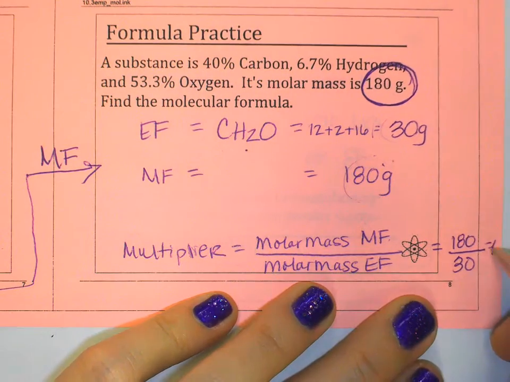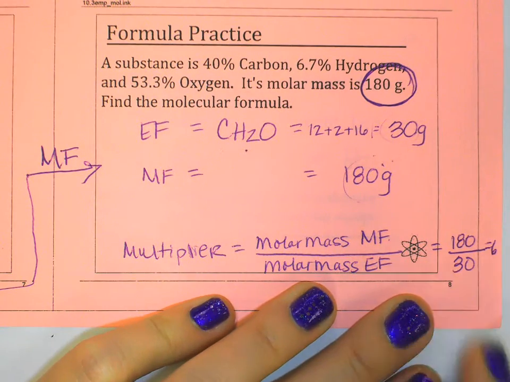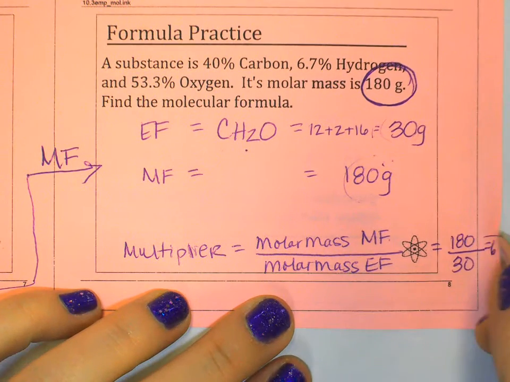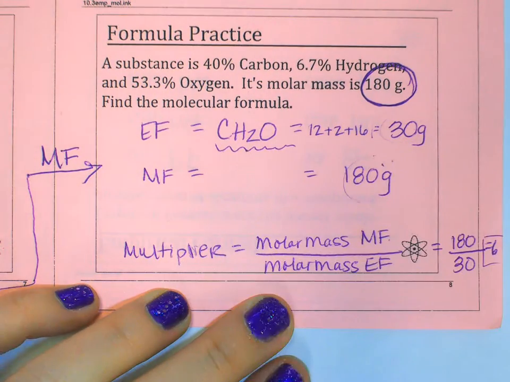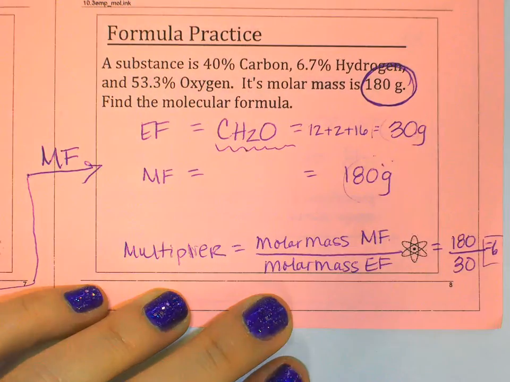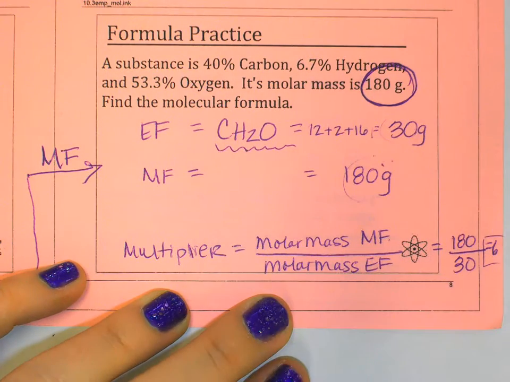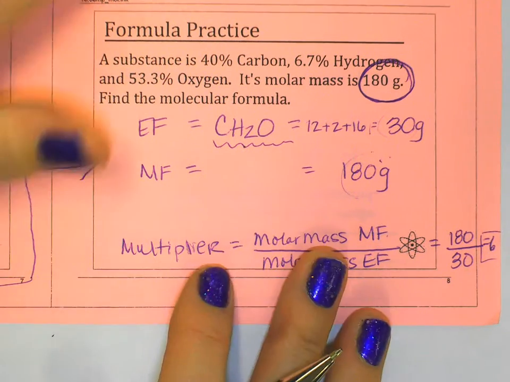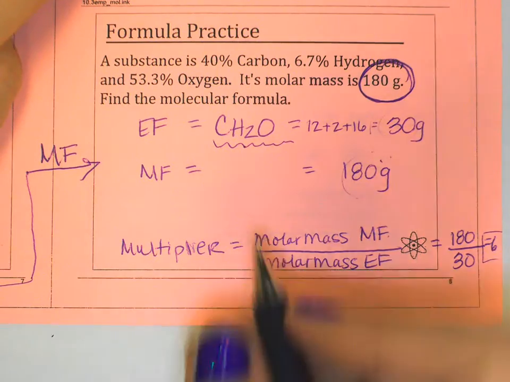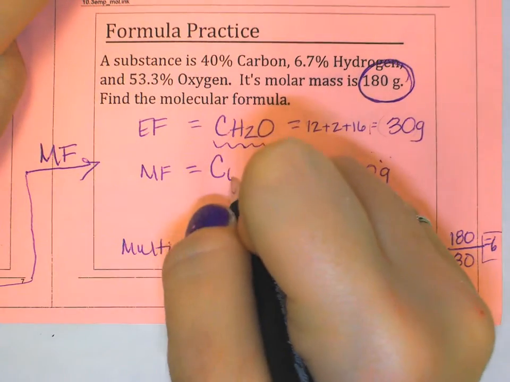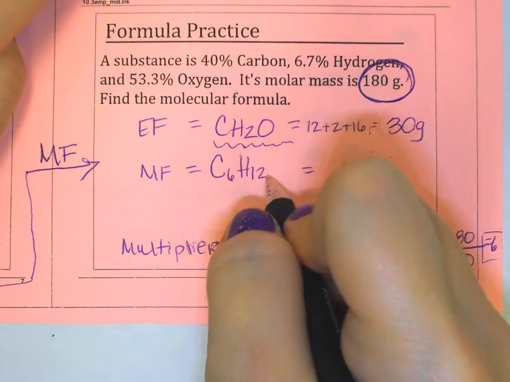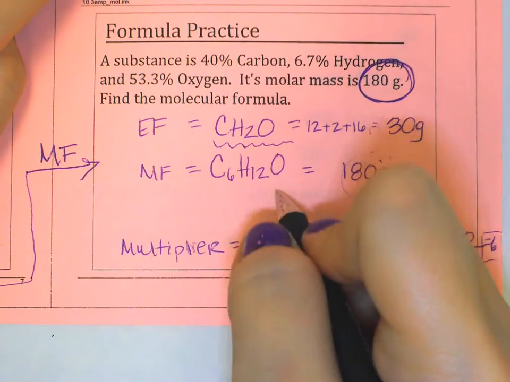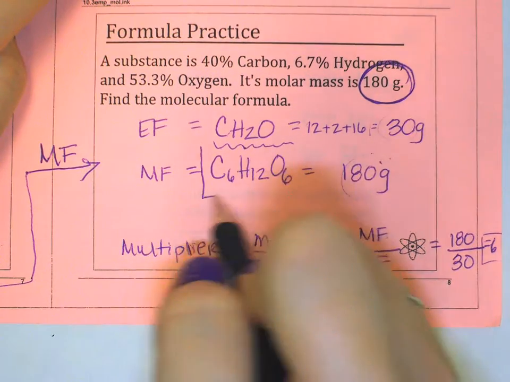That is my multiplier. So what does that tell me? That tells me I'm supposed to take everything in this formula here and multiply them by 6. I cannot just put the 6 in front of it because that's not really changing the formula. So my final formula here should be C6H12O6. And that is the final answer to that problem.